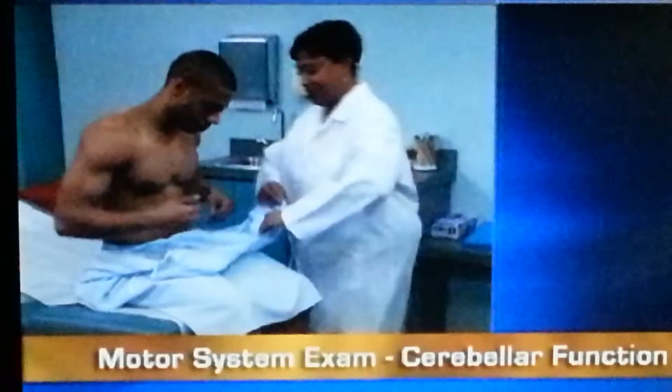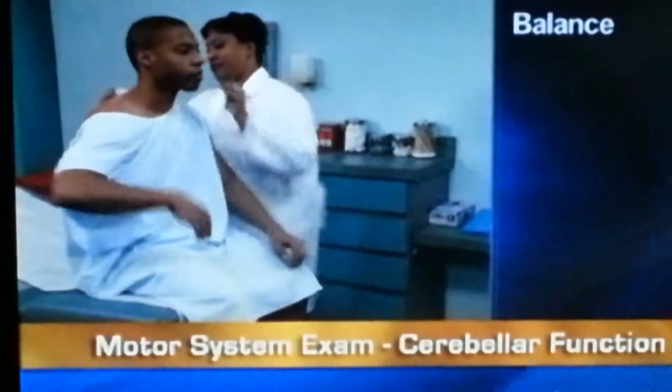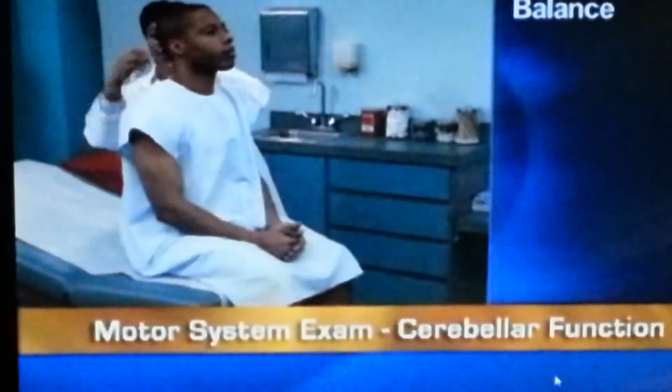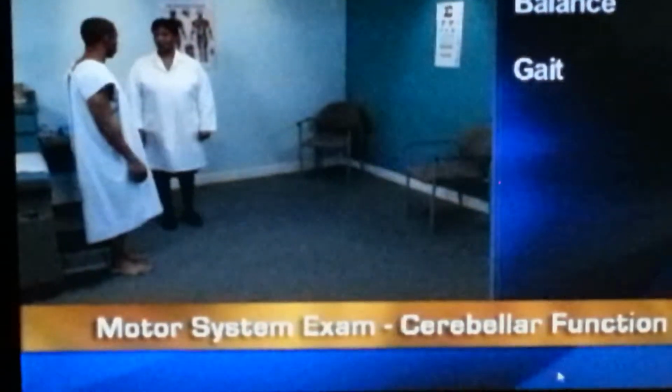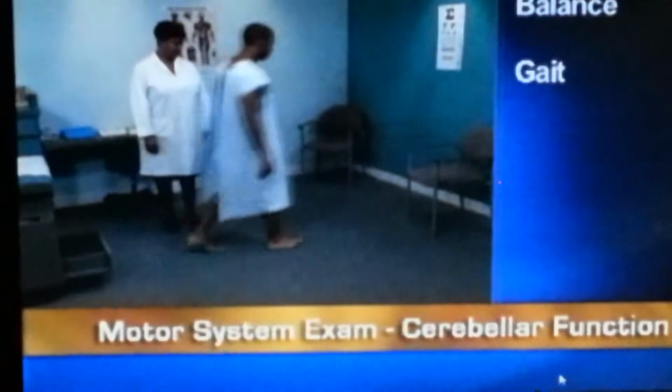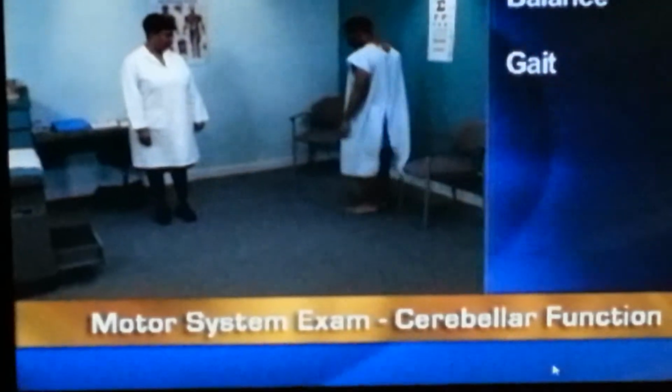All right. To assess cerebellar function, begin by assessing the person's balance. To do this, observe his gait as he walks 10 to 20 feet, turns, and comes back. Normally, his gait is smooth, rhythmic, and effortless. His opposing arm swing is coordinated, and his step length is about 15 inches.